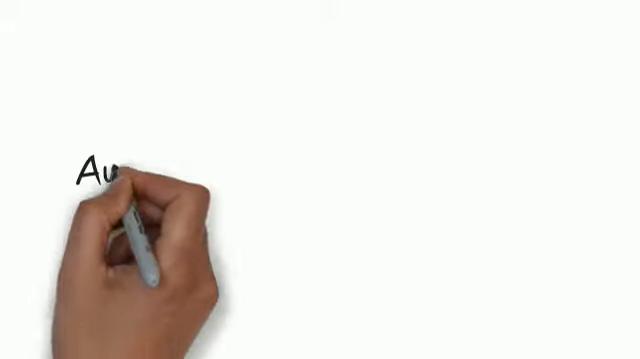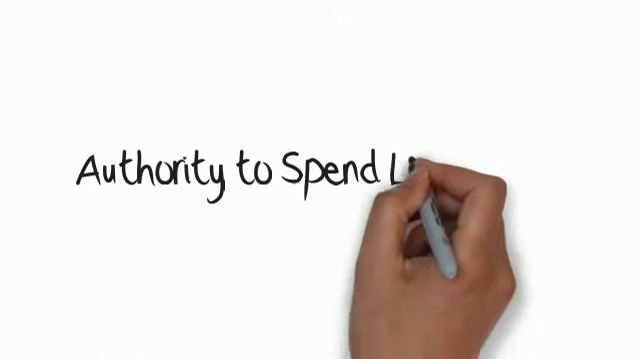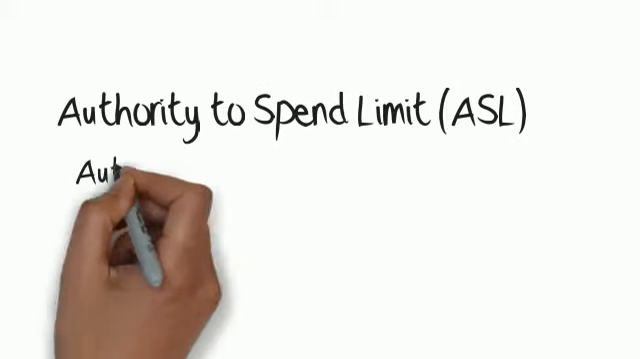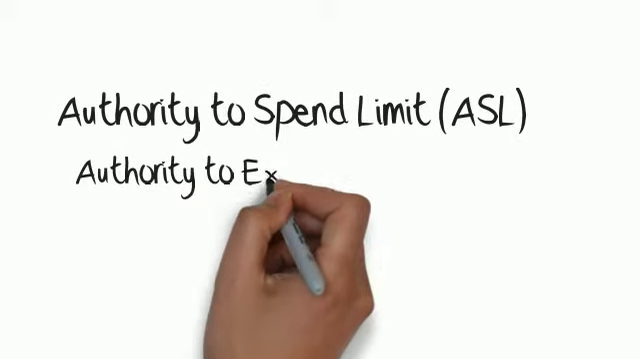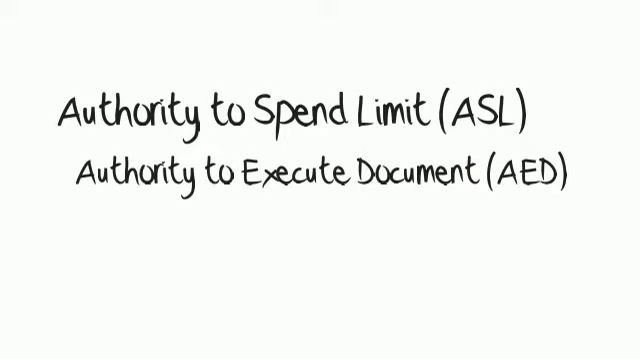Once the buyer creates the PO, it is sent for approval through SAP. Who approves the PO depends on how much the PO is for and how the requisition was created. There are 2 types of approvals. The approval workflow in SAP is based on the authority to spend limit, or ASL of the approver. The authority to execute document, or AED, is granted to individual supply chain employees for purchase orders.